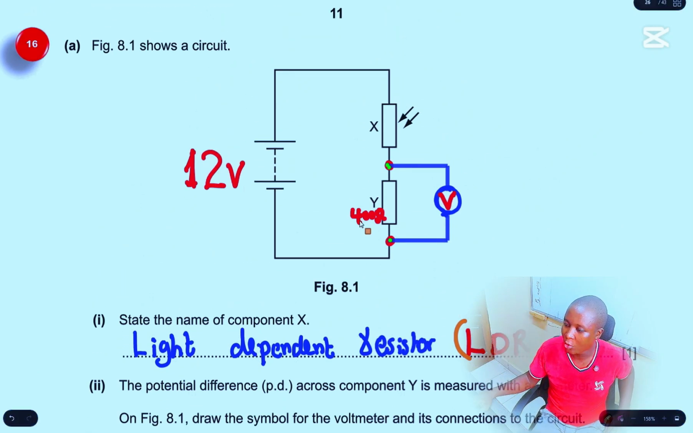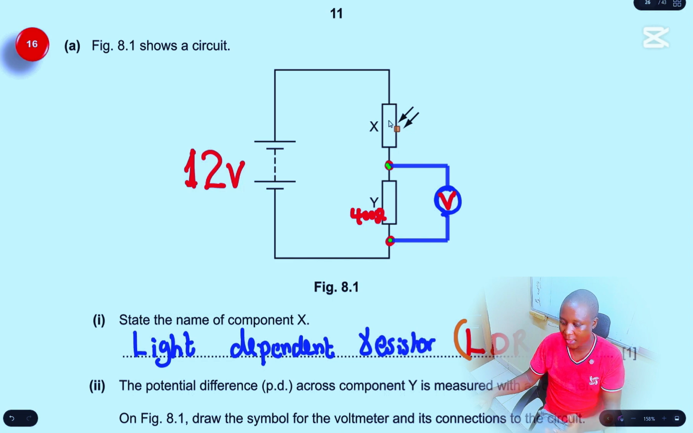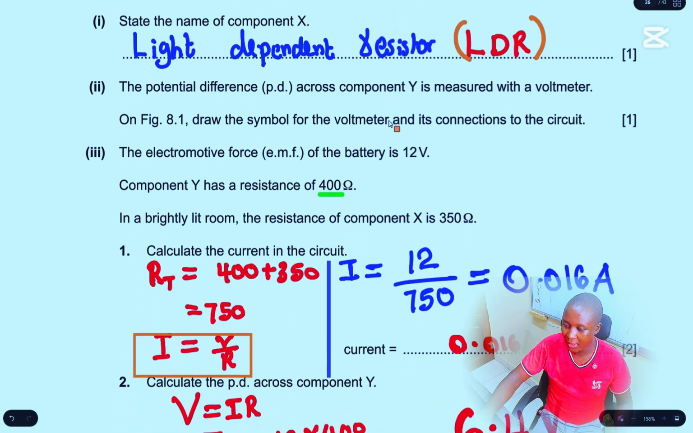In the event you are told to work out the voltage across Y, you will take the total current times the resistance here. And this is going to be the total current, which is 0.016, times 400. If you want this one, it will be 0.016 times the resistance here. For instance, if it was 350, you'll get the value there. So let's see the next question.